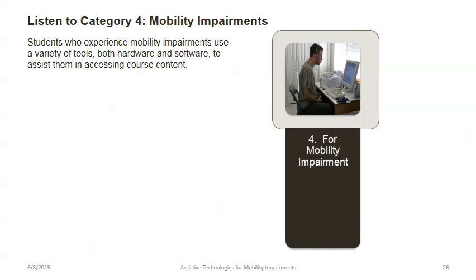The fourth category deals with mobility impairments. Students who experience mobility impairments use a variety of tools, both hardware and software, to assist them in accessing course content. Many students use computer input devices that are voice activated or designed to be used by the moving eyes, the mouth, the feet, the arms, or wrist. Other input devices, such as a trackball or ergonomic mouse and keyboard, help users recover from injuries and prevent repetitive stress injuries, such as carpal tunnel syndrome, from occurring.